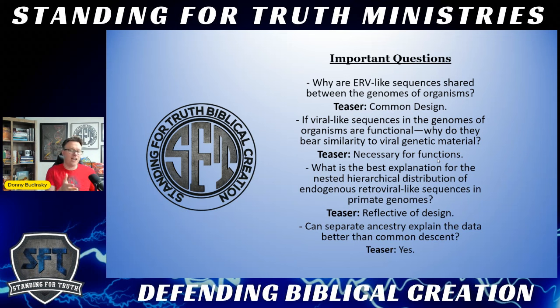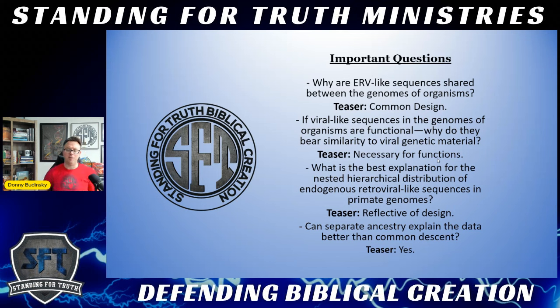And what do we find in the created order? We find that God created hierarchically. This is good design. This is reflective of design, hierarchies by design, rather than descent. This is just a real quick recap, as part one touched on this again in great detail. And so the answer, reflective of design.